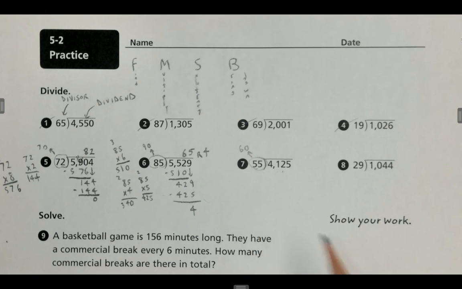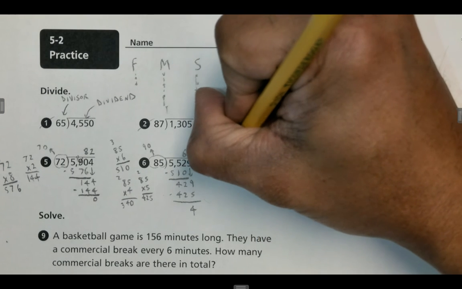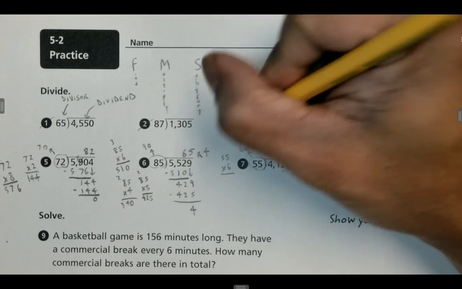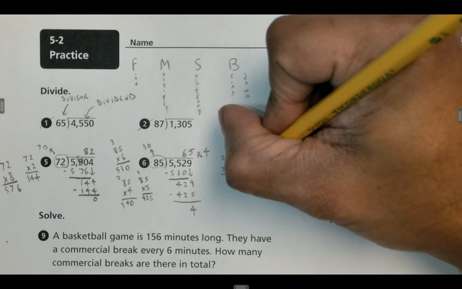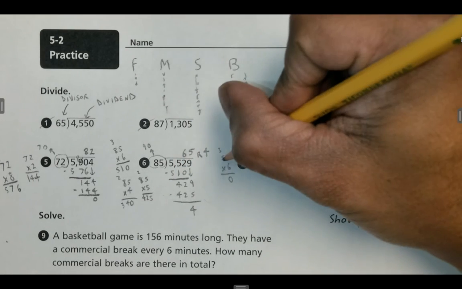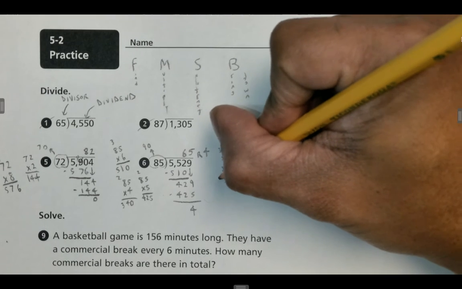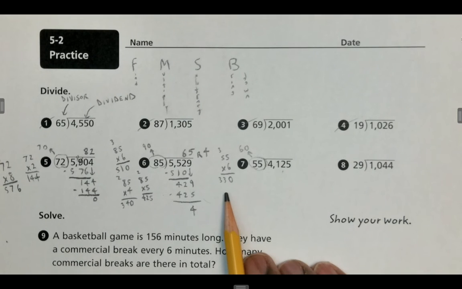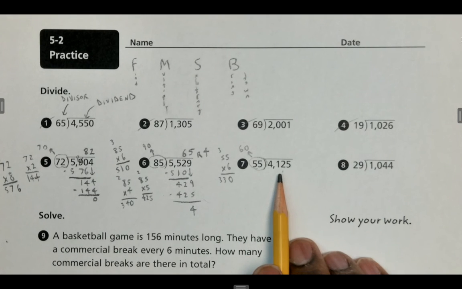55 times 6 is the side calculation I need to test out. 55 times 6. 6 times 5 is 30. 0 comes down, carry the 3. 6 times 5 is 30 plus the 3. 330. Quite a bit less.